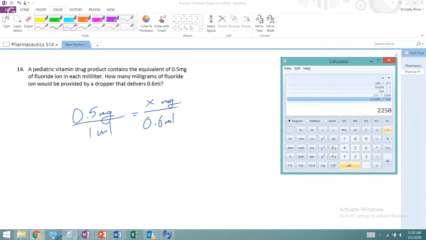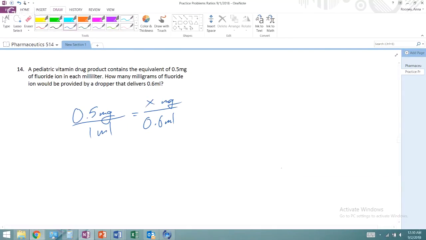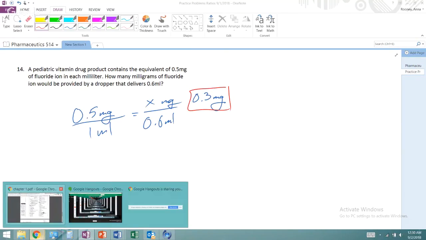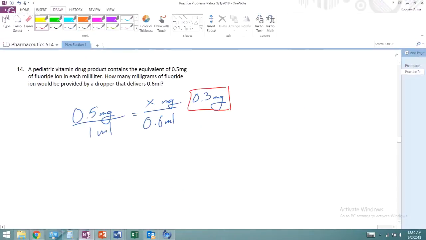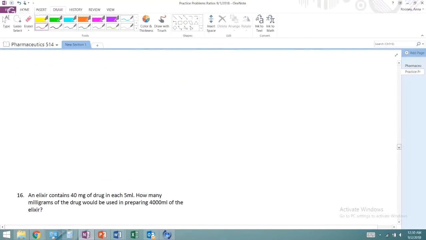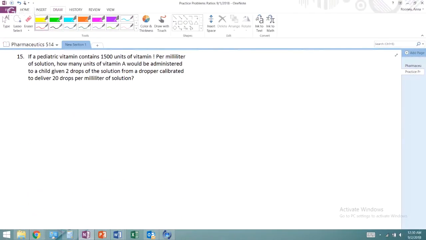So there's no real point. So half times 0.6. Boom, 0.3. 0.3 milligrams. Ding. I don't know why I'm feeling unsure about that one, but I know it's right. Yep. Got it right. All right.